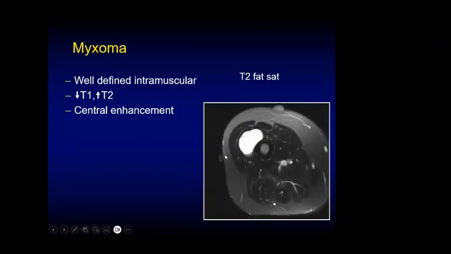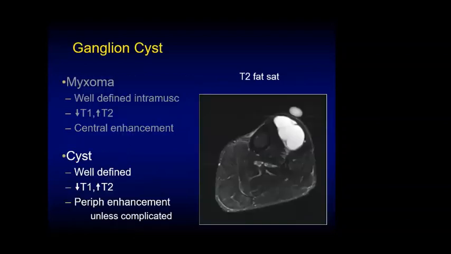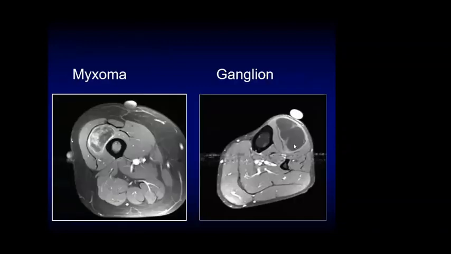Okay, so this is a characteristic appearance for myxoma. It's a very fluid signal intensity intramuscular lesion with central enhancement. Okay, differential diagnosis for it. The difference between a myxoma and a ganglion cyst is actually the enhancement. A myxoma will have central enhancement, while a ganglion cyst has peripheral enhancement, not a solid central enhancement. So this is how we distinguish.